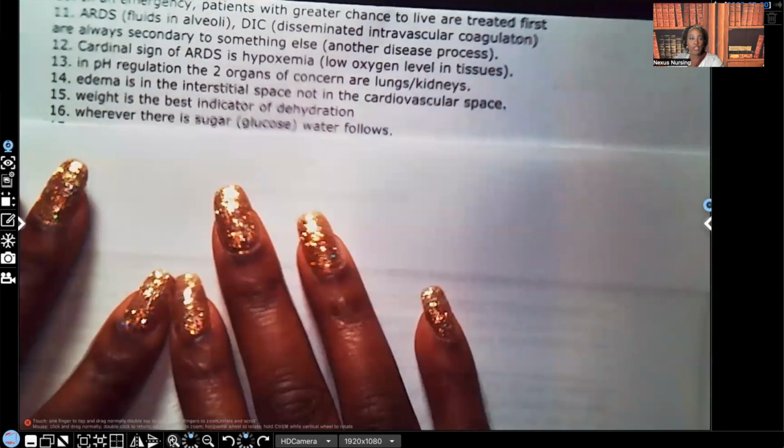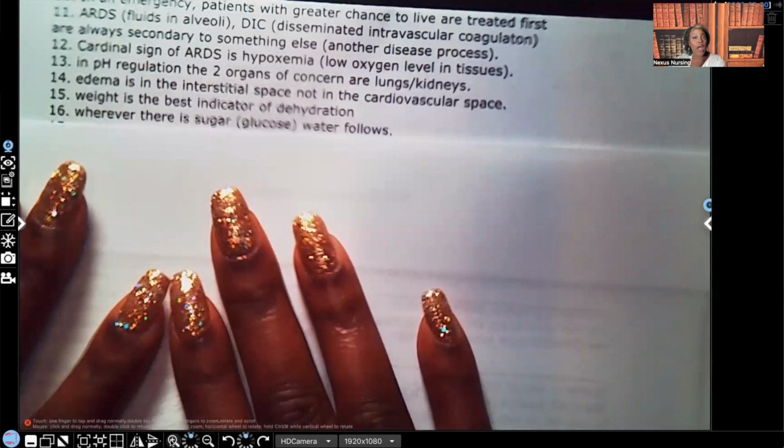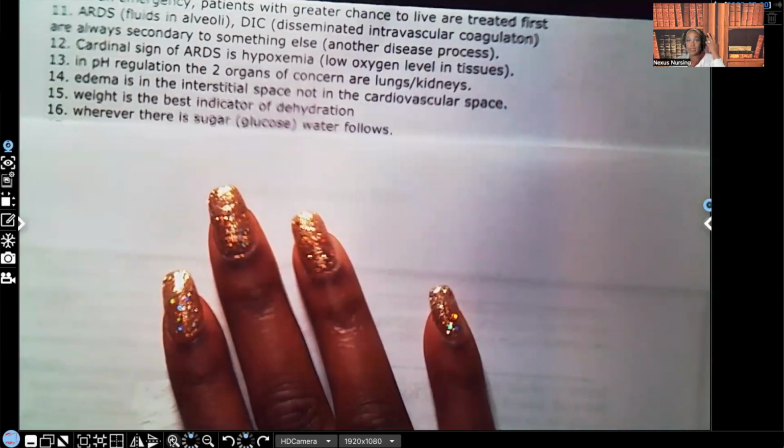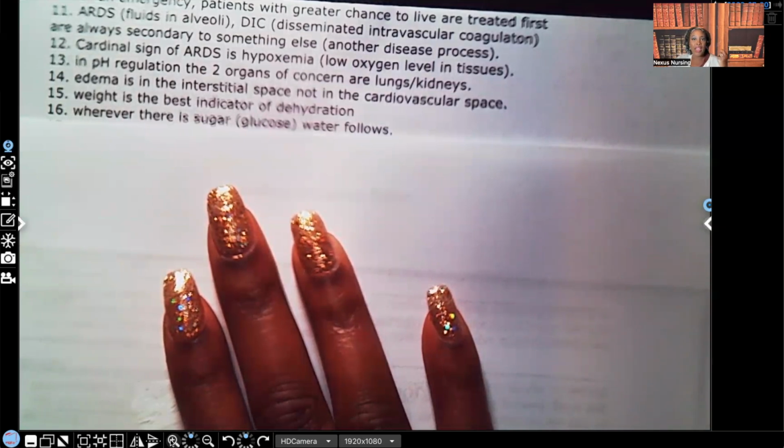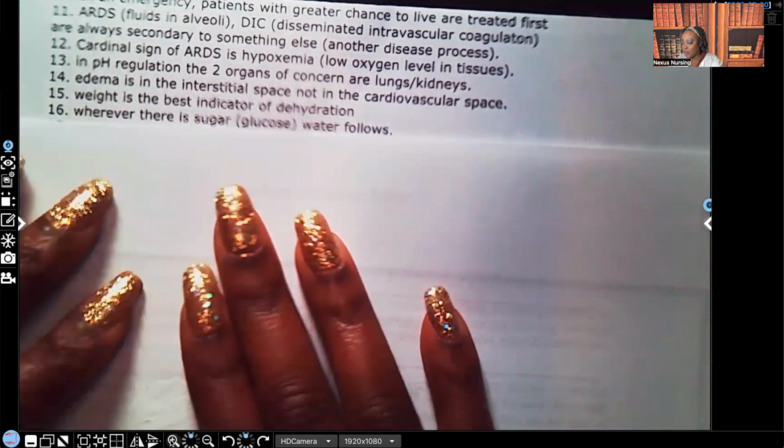Wherever there is sugar, which is glucose, water follows. And guys, this is very true. It's a very true concept to know. And the reason for that is that glucose is a polar molecule. And so the negative and the positive poles attract water molecules. So where there's glucose, yes, fluid, water follows.